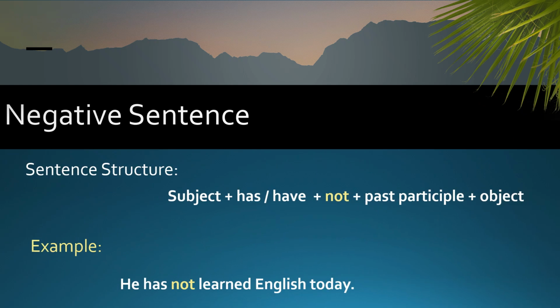Let's check what is negative sentence. Negative sentence structure: subject plus has, have plus not plus past participle plus object. Example, he has not learned English today.